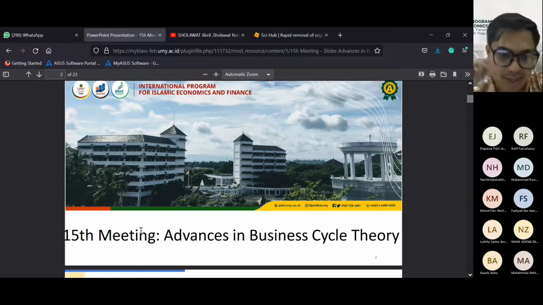And today we will discuss the last topic, and maybe it will be a very interesting topic for the last meeting of this course: advances in business cycle theory. You have already learned about some issues connected with monetary issues, fiscal issues, income, consumption, and other issues related to macroeconomics. But now we are going to close those discussions into a very big picture in the context of business cycles.